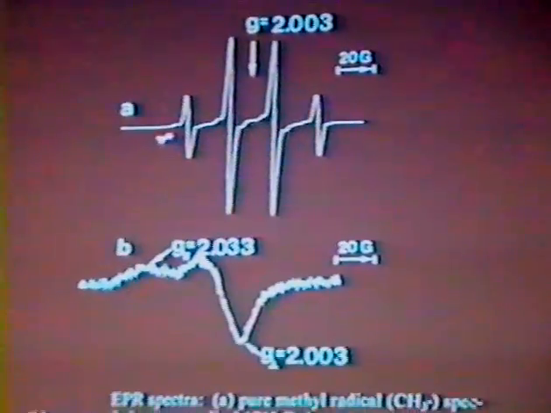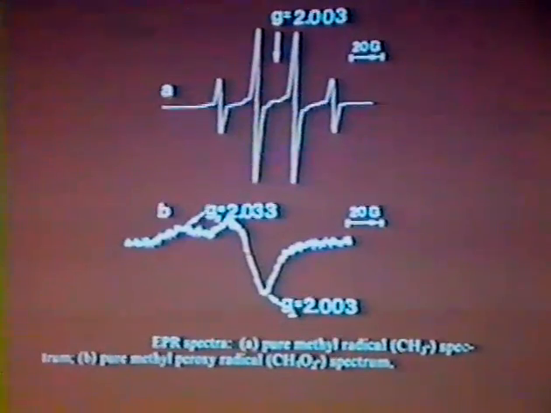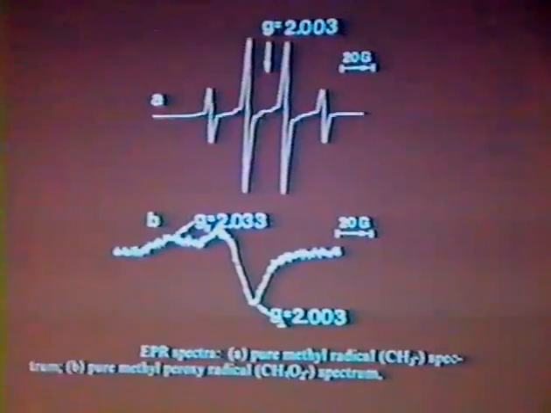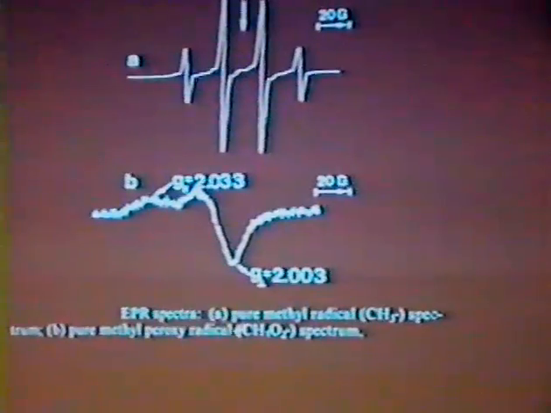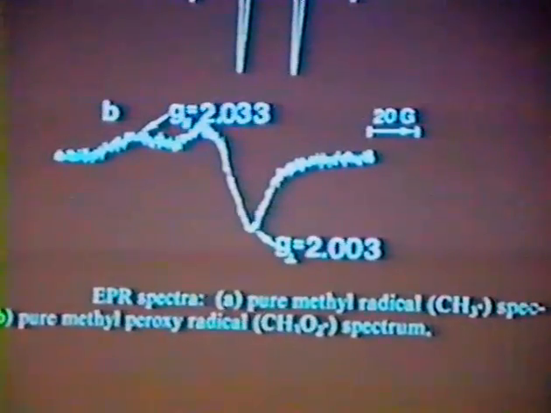Again, the methyl radicals have a very characteristic 4-line spectrum, so there's no problem in observing them. And if excess oxygen is present in the system, again, we form the peroxy radical, in this case, the methyl peroxy radical. Go to the next slide, please.